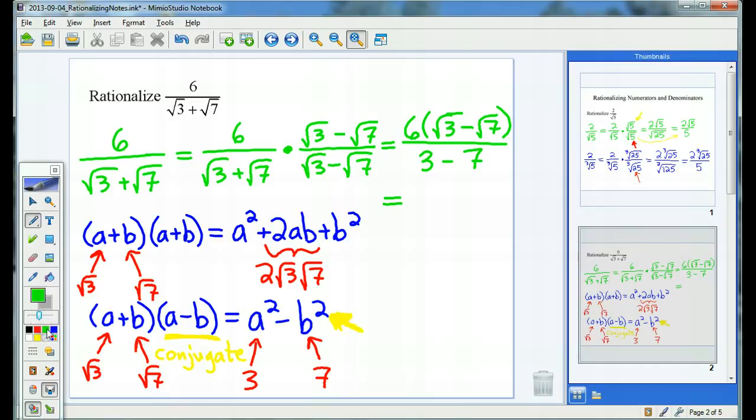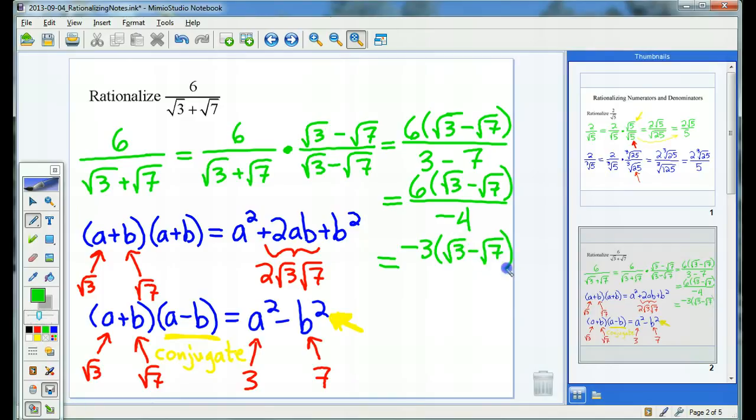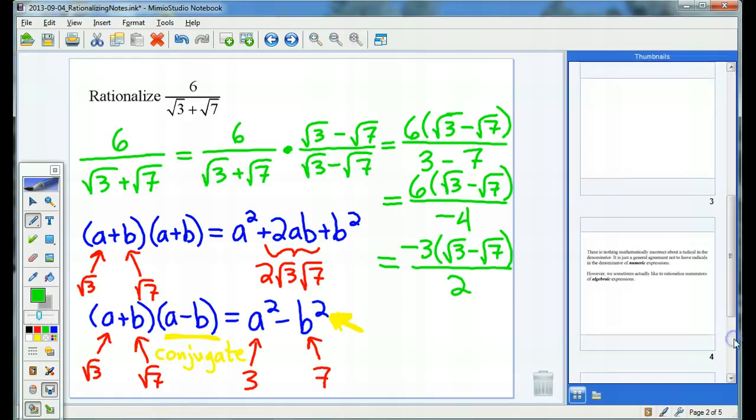But continuing with our expression here, there's some simplifying we can do. So we get 6 times the square root of 3 minus the square root of 7 divided by negative 4. And we can actually cancel a common factor of 2 from the numerator and denominator. We can also take that negative and apply it to the numerator. We can move it up there. So we get negative 3 times the quantity, square root of 3, minus the square root of 7, all divided by 2. And you might think that you're finished at this point, and you've simplified things as much as you can.